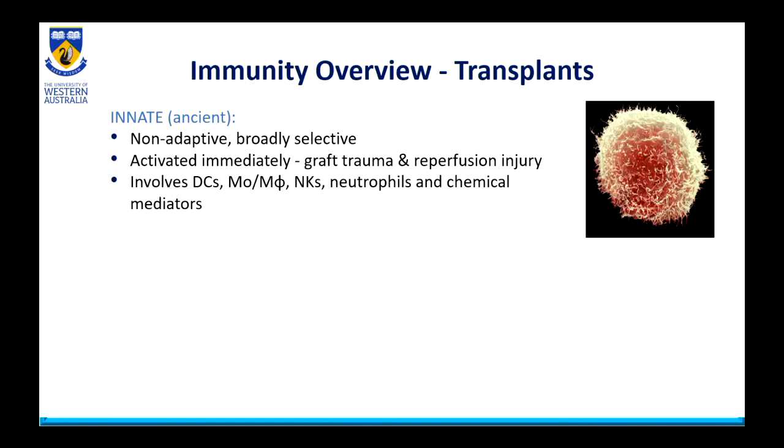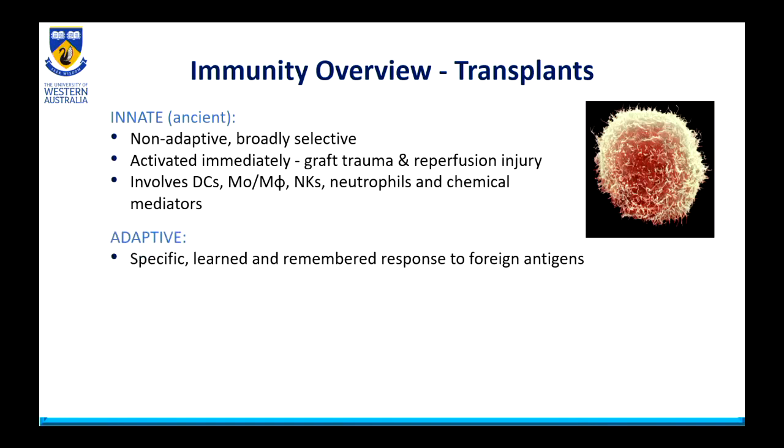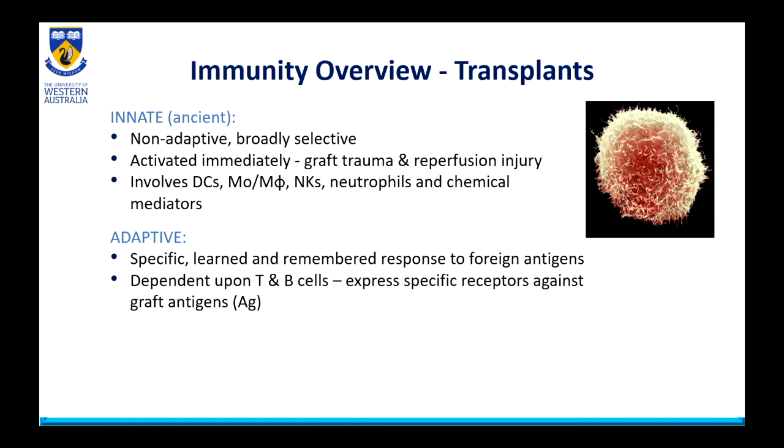Here's just a scanning EM showing a macrophage, just looks pretty. And you can see all the ruffles on the cell. And the adaptive immune system: a specific, learned, and remembered response to foreign antigens. It's dependent upon T and B cells, which express specific receptors against graft antigens.